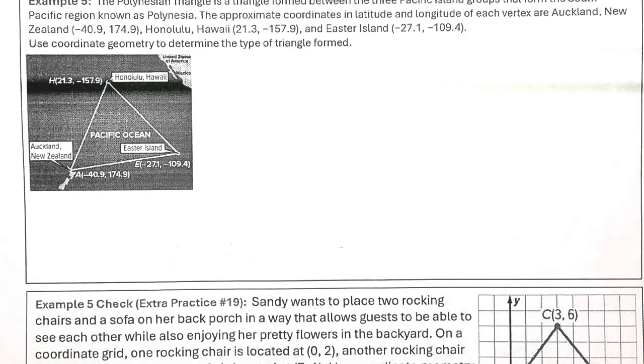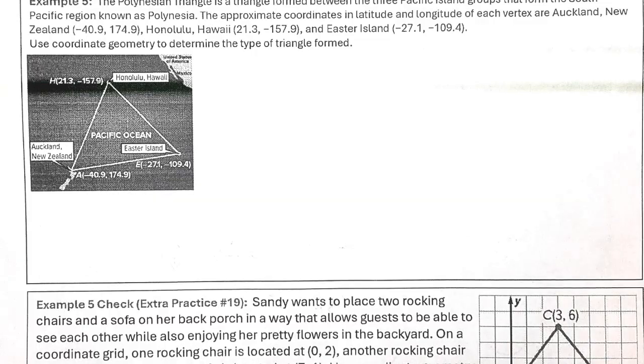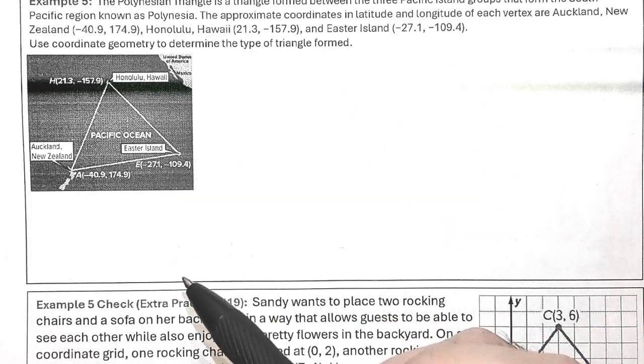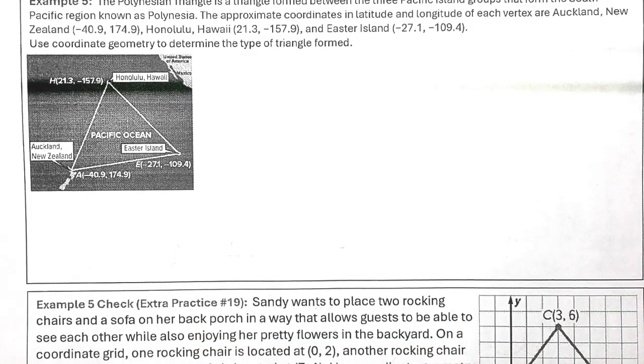All right. So example 5, the Polynesian Triangle is a triangle formed between the 3 Pacific island groups that form the South Pacific region known as Polynesia. The approximate coordinates in latitude and longitude on each vertex are Auckland, New Zealand, Honolulu, Hawaii, and Easter Island, and those coordinates are given. We're going to use coordinate geometry to determine the type of triangle formed. Okay, so this is a different type of exercise, and I know ahead of time what the answer is, so this is going to help too.